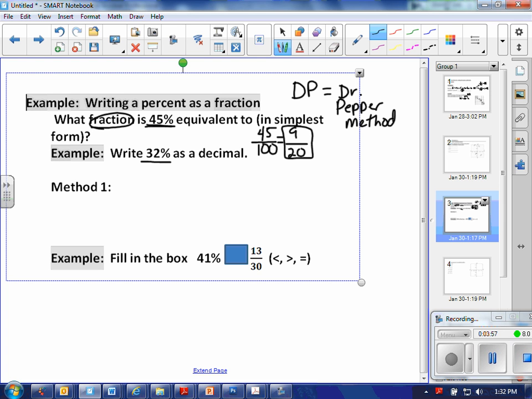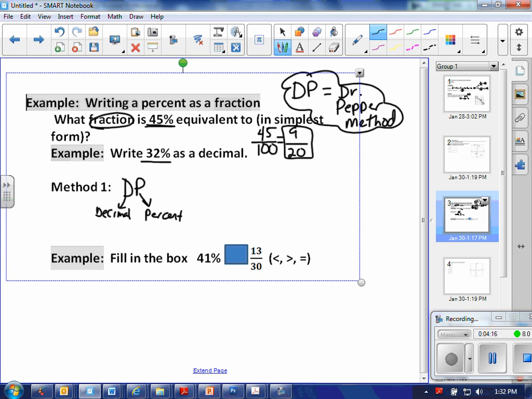Okay, now we're going to write a percentage as a decimal. Again, following the Dr. Pepper method. This is really easy. Okay, I'm going to show you first the Dr. Pepper method. The D stands for decimal. Okay, the P stands for percent.